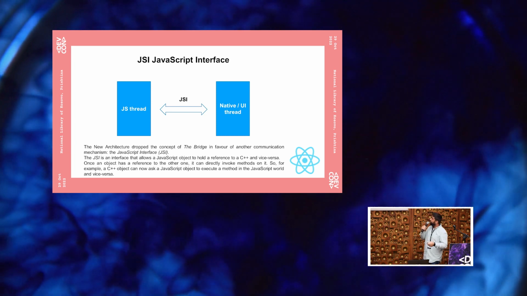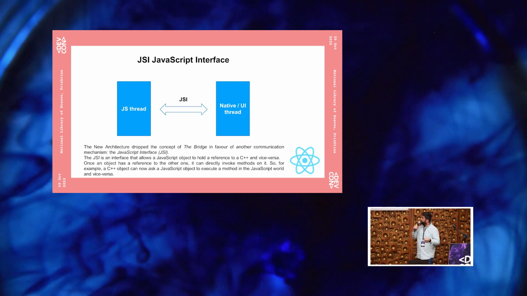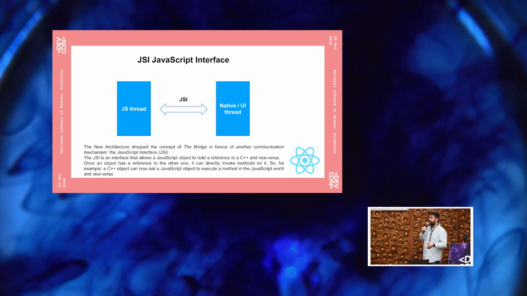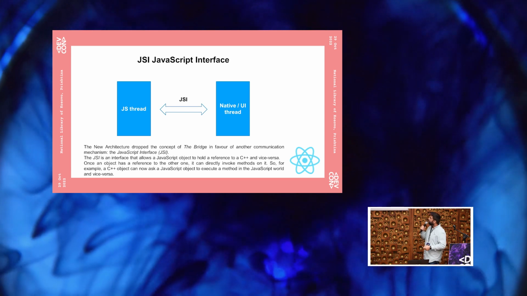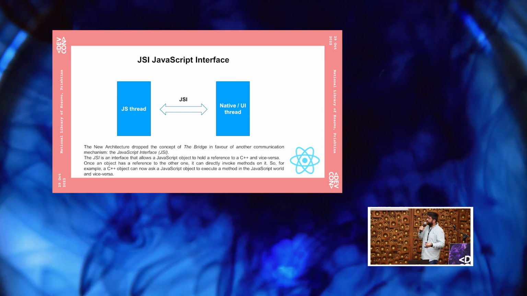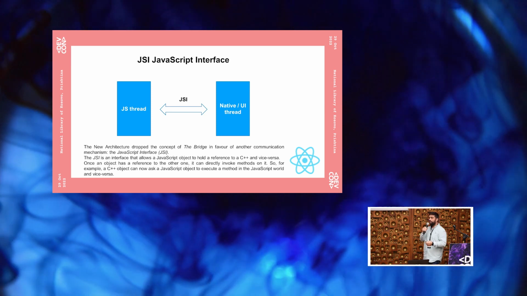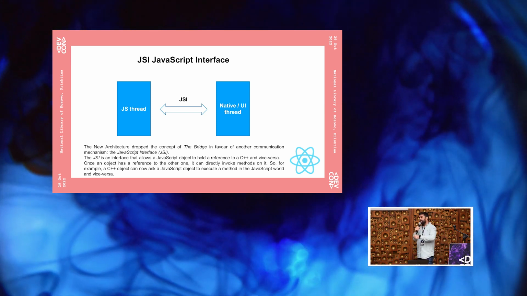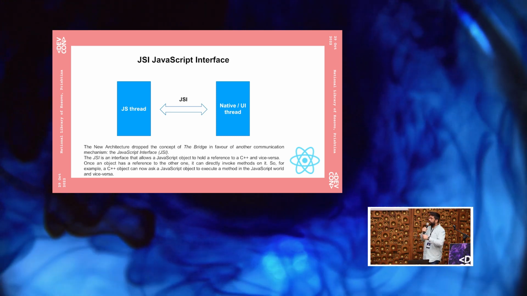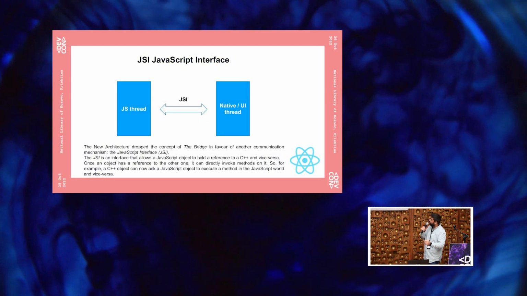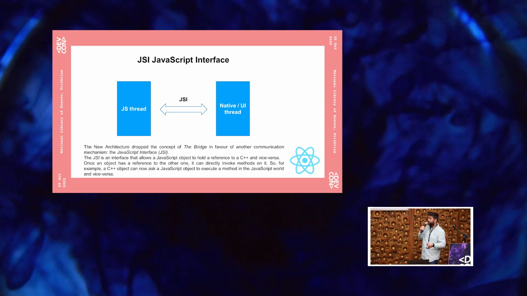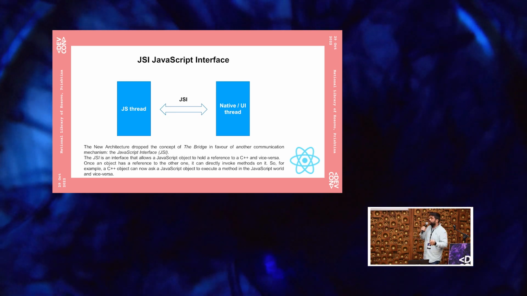It's an interface in C++ that is actually going to hold reference to the native functions. So that's how they manage to move the bridge away. There is no longer need for serializing, deserializing JSON objects, passing information, passing events, etc. Now everything that is going to be executed on the native UI thread is going to be communicating directly with the JS thread via the JSI, via the JavaScript interface. So this opens a lot of possibilities.